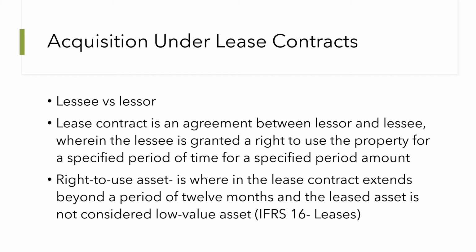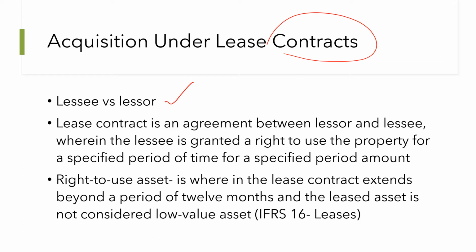So first, let's discuss the acquisition under lease contract. As you can see, this is a contract, so there should be a meeting of minds, and there should be two parties in this transaction. These two parties are what we call the lessee and the lessor. Actually, this contract is a rent transaction, meaning one party is the one using the asset for a payment or for a fee, while the other one is the legal owner of the property and is receiving a certain amount for the use of his or her assets.